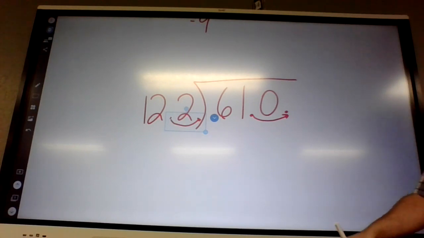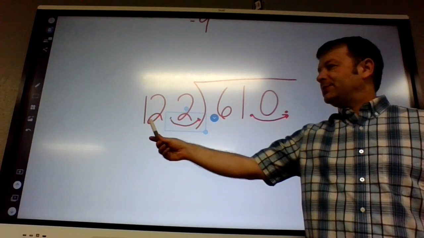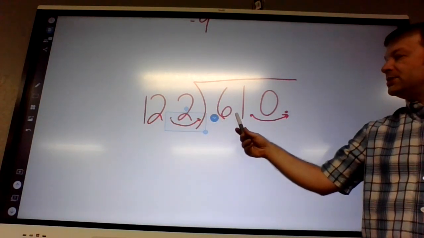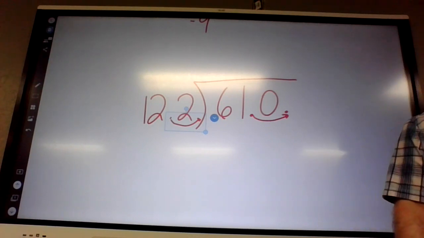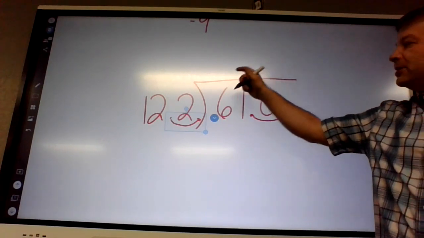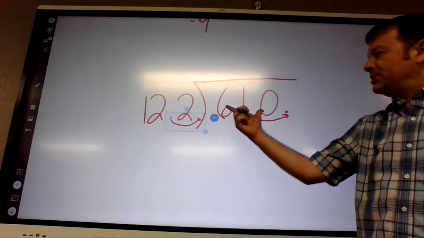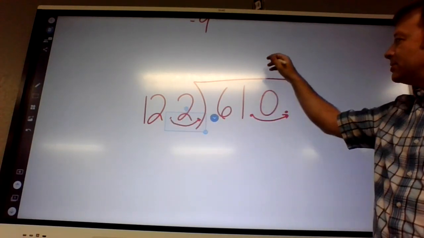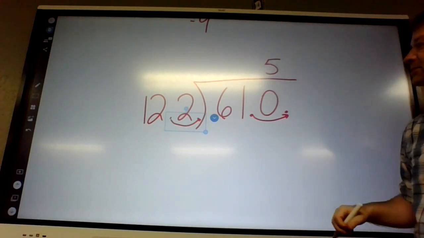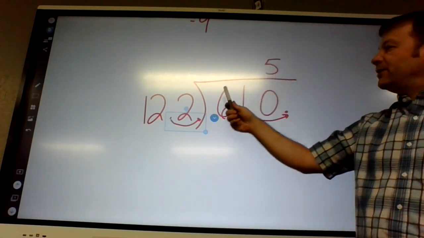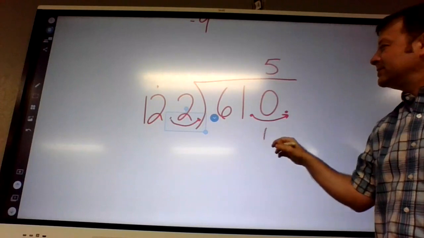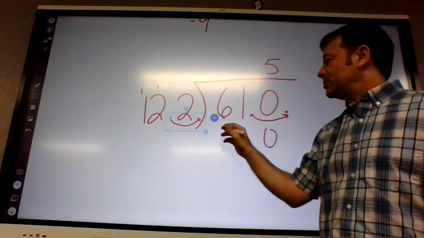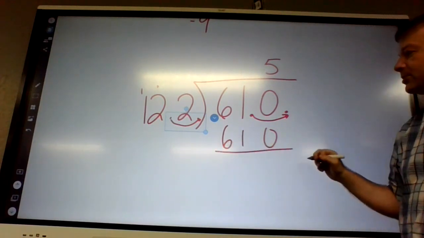Okay. So I would ask, how many times does 12 go into 61? 5. So I would try, it's really 122 into 610, right? But the 12 and 61 should get you close. So let's see if 5 works. 5 times 2 is 10. 5 times 2 is 10 plus 1 is 11. 5 times 1 plus 1. What a surprise, it works. All right.